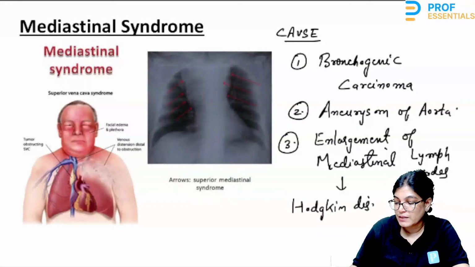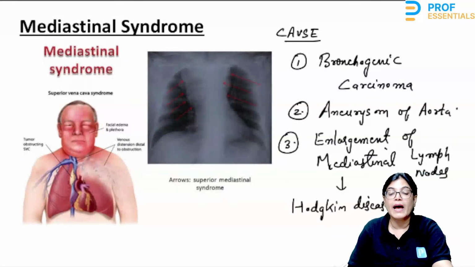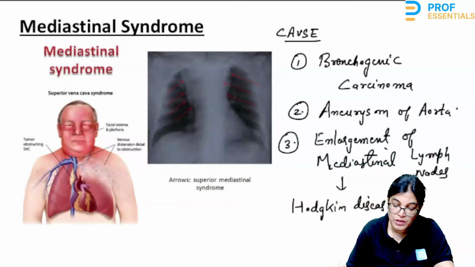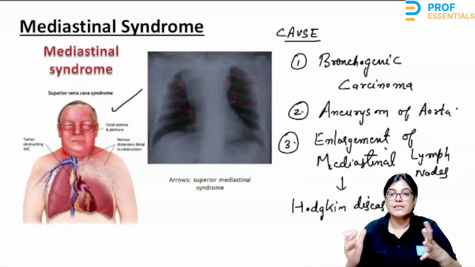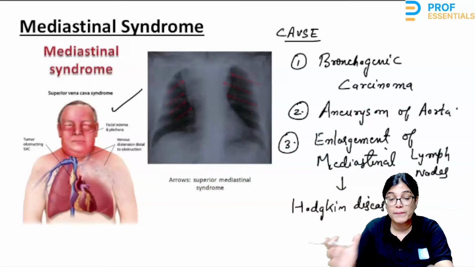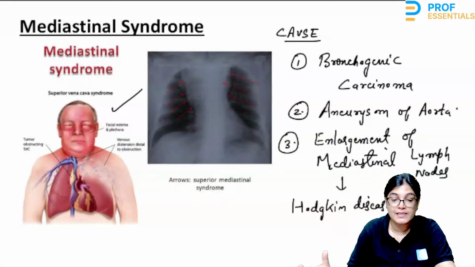Basically, in all these conditions there can be mediastinum involvement and compression of structures in the mediastinum. The compression of structures in the mediastinum can lead to mediastinal syndrome. For example, if there is compression of the superior vena cava, that will cause engorgement of veins in the upper part of the body.